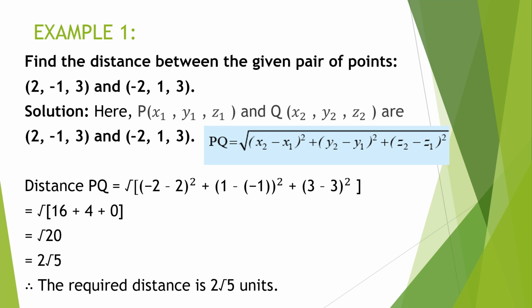in the examples. First example, find the distance between the given pair of points 2, -1, 3 and -2, 1, 3. Simply you have 2 points, use the distance formula and find the distance between them. That means it is x2 minus x1, means -2 minus 2 whole square, 1 minus -1 whole square plus 3 minus 3 whole square. And the required distance is 2√5 units.